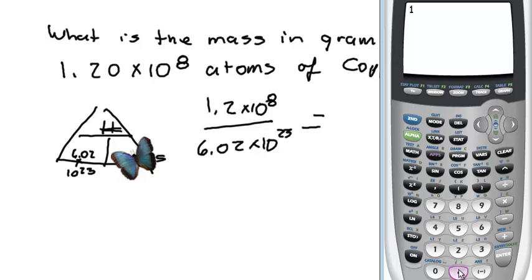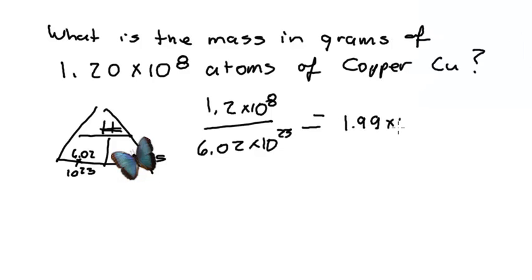So 1.2 times 10 to the 8th divided by 6.02 times 10 to the 23rd equals 1.99 times 10 to the negative 16 moles. Okay, so I have the number of moles, but I need to get to the mass. I'm looking for mass. Okay, I started with number of atoms. I'm trying to go to mass. I have to go through moles, so my first step was to get the number of moles.